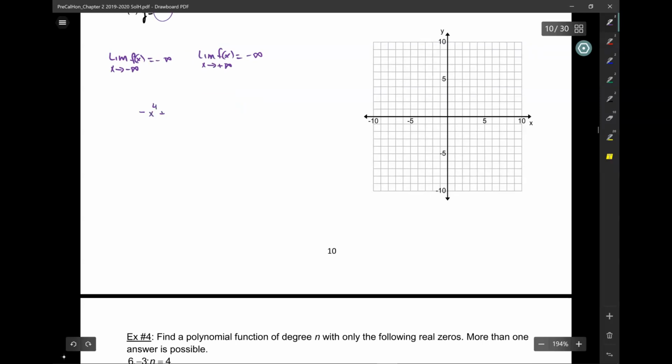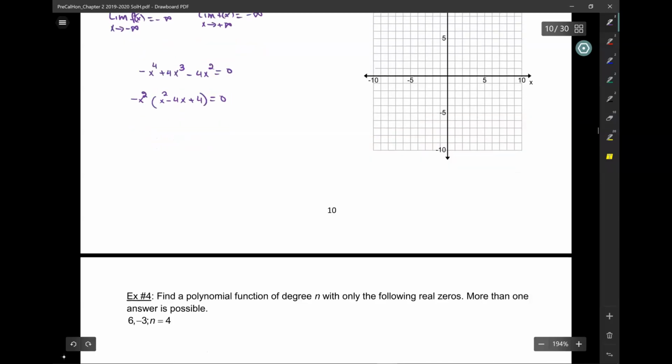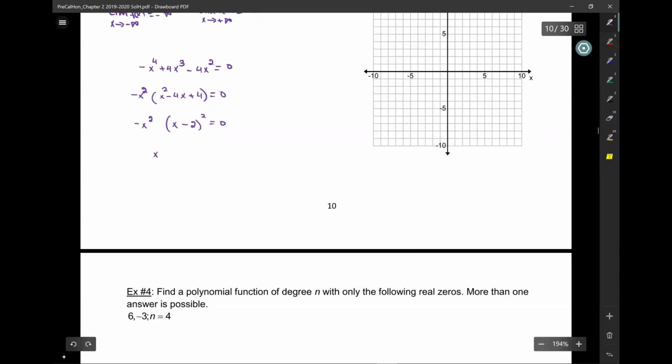Now, I need the zeros of this. So let me set the function equal to 0. I'm going to factor out a negative x squared and get x squared minus 4x plus 4. This gives me negative x squared and then x minus 2 squared. So what are my zeros? 0, multiplicity of 2, and then 2, multiplicity of 2.